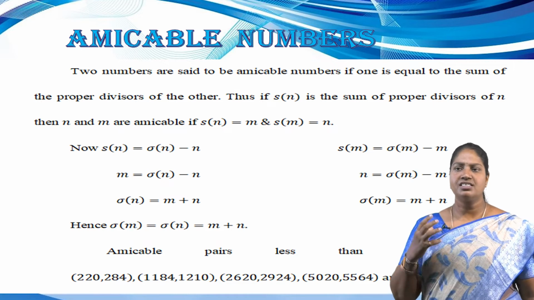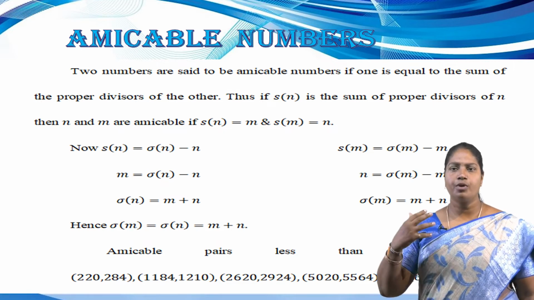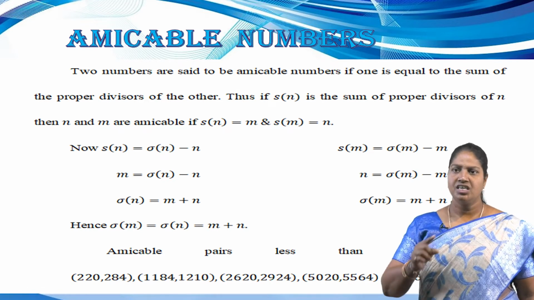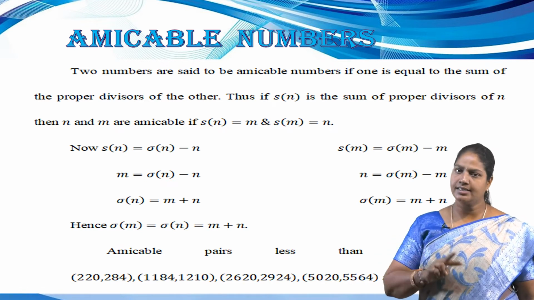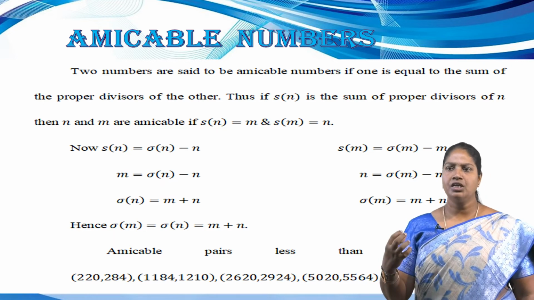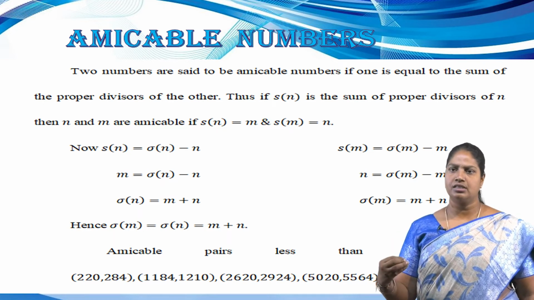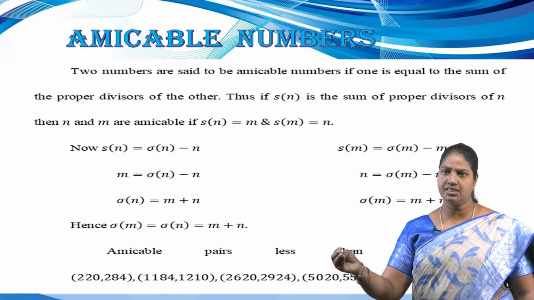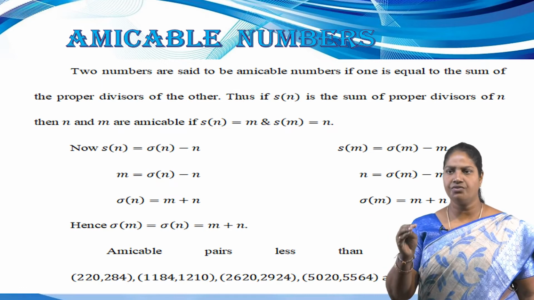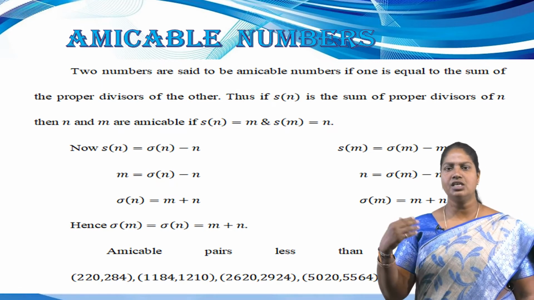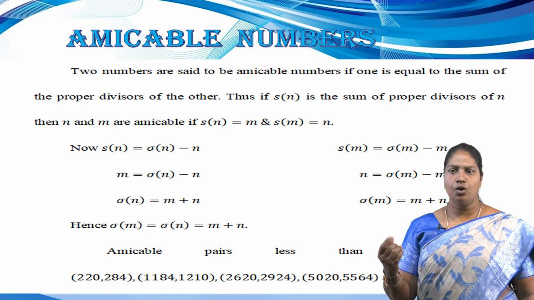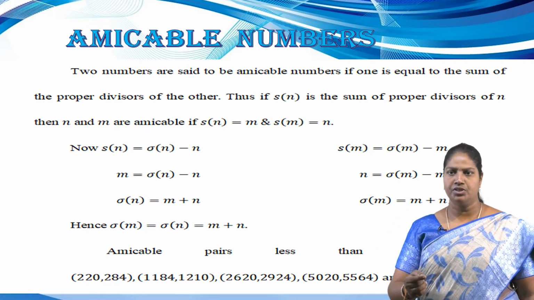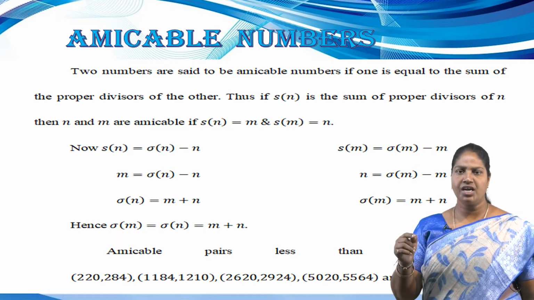So, if s of n is the sum of proper divisors of n, then n and m are amicable if s of n equals m and s of m equals n. Now, let us see some remarks. That is, s of n is equal to sigma of n minus n, according to the definition of s of n, and s of m is equal to sigma of m minus m. Now, if m and n are amicable, then s of n is equal to what? m. So, m is equal to sigma of n minus n.